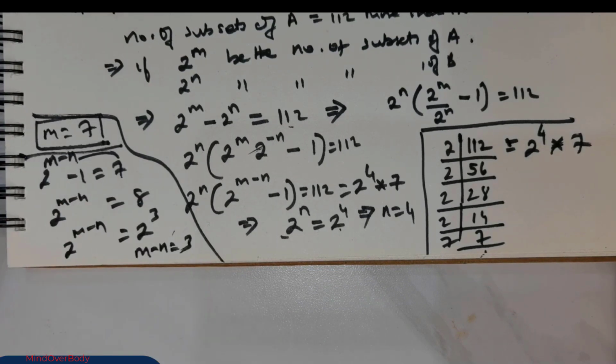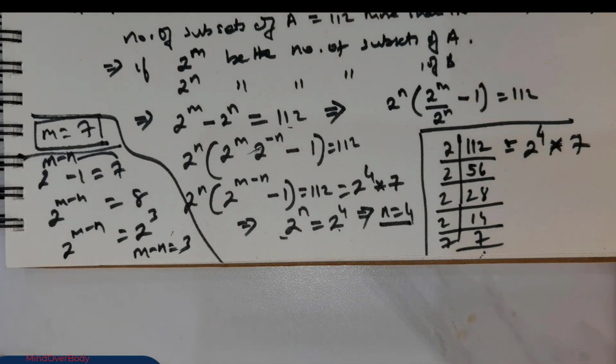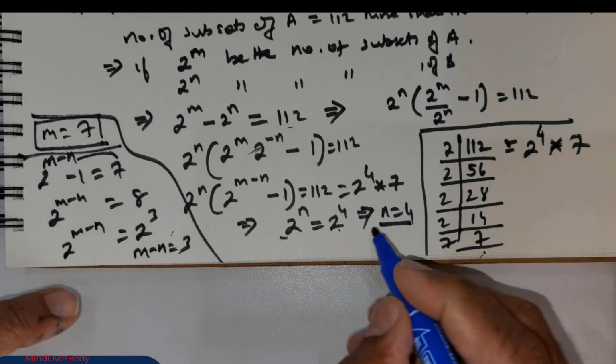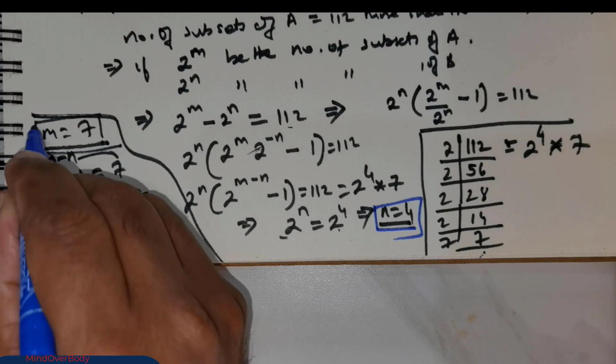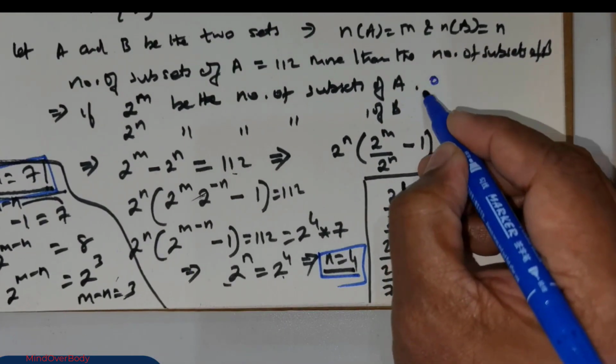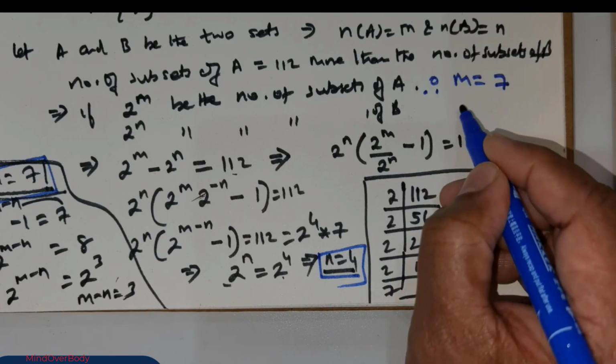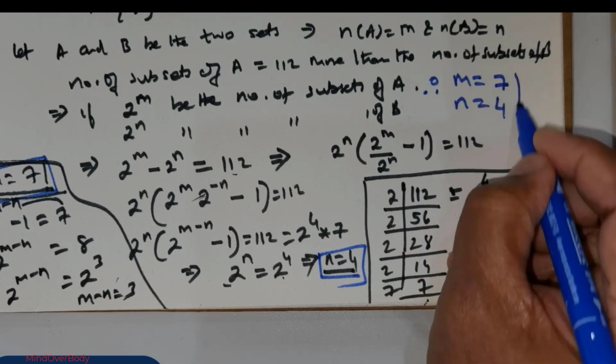Right. So what have we done here? We have found out the value for n, and we have found out the value for m, right? So I can simply state here. So therefore m is equal to 7 and n is equal to 4.